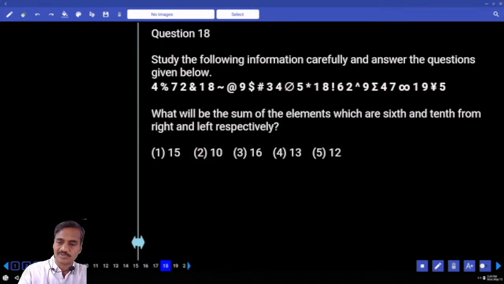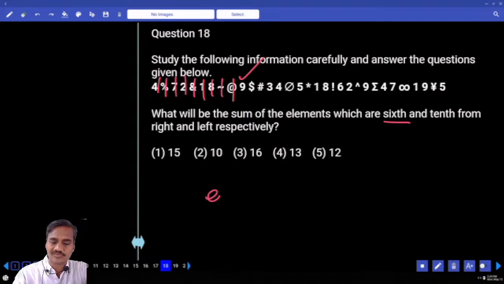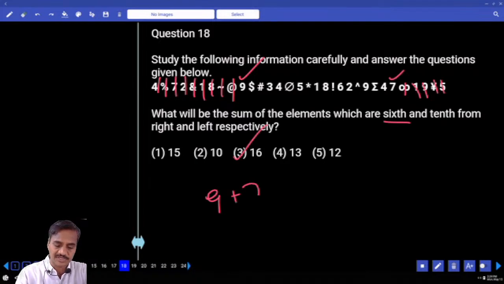Then the 18th one: what will be the sum of the elements which are 6th and 10th from the right-hand and left respectively? That is 6th from the right and 10th from the left. 1, 2, 3, 4, 5, 6, 7, 8, 9, 10. 10th from the left is 9, and 6th from the right: 3, 4, 5, 6, 7. 9 plus 7 is 16, choice 3, question number 18.